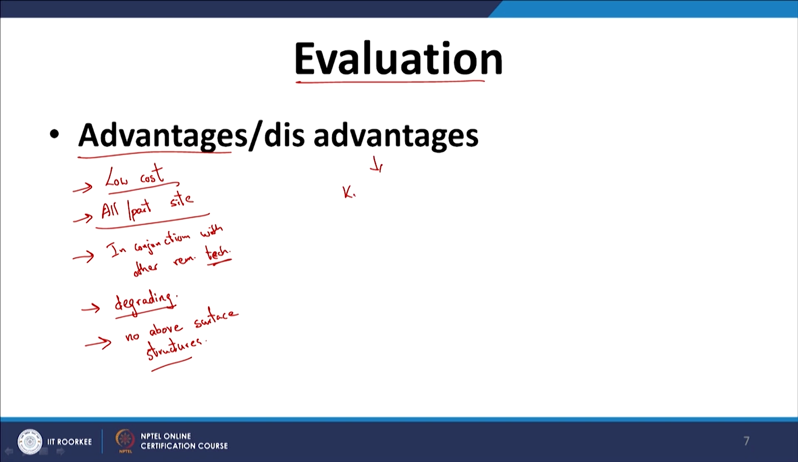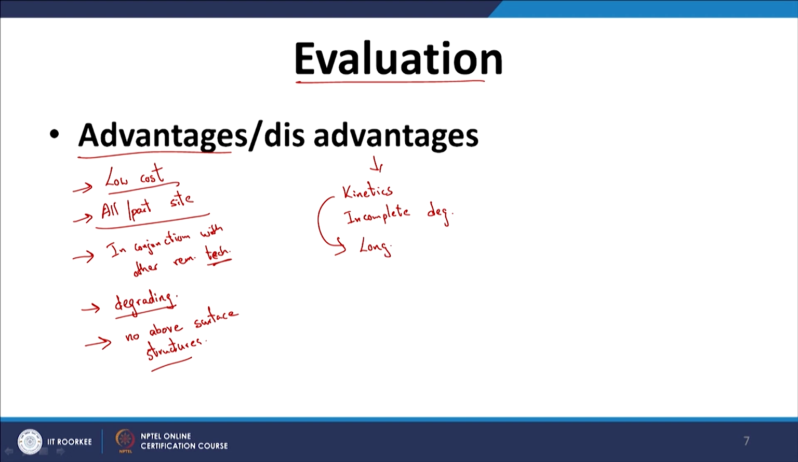Obviously, as we just discussed, kinetics can be slow, leading to, as I mentioned, incomplete degradation. And because of this, what issues do you face? Let's see, because the kinetics are slow, what does it mean? The time taken might be relatively tens of years now. So what does that mean? That long-term monitoring is required in this particular context.